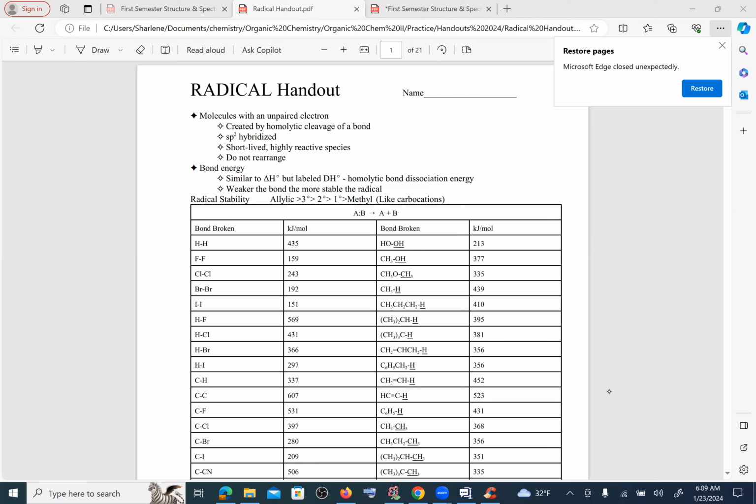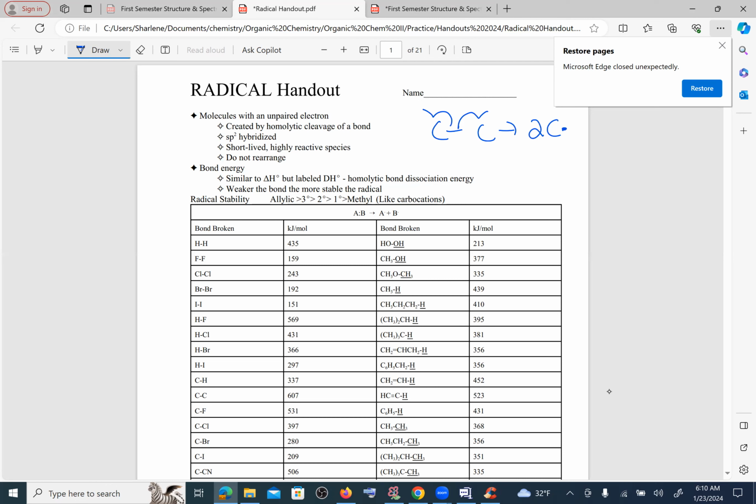Okay, the radicals. What in the world is a radical and why do we care? All right, so a radical, remember, is an unpaired electron. So it is made by homolytic cleavage of a bond, which means one electron will go into each location. So remember, the radicals, they don't make charged species. They're not going to make ions. They're going to make just unpaired electrons.